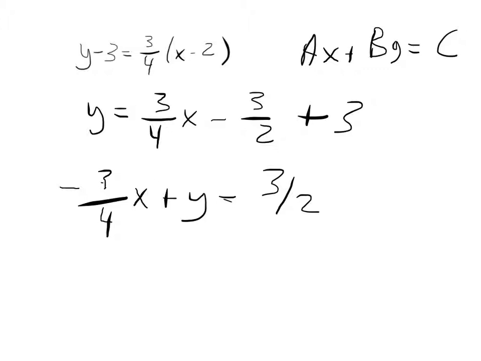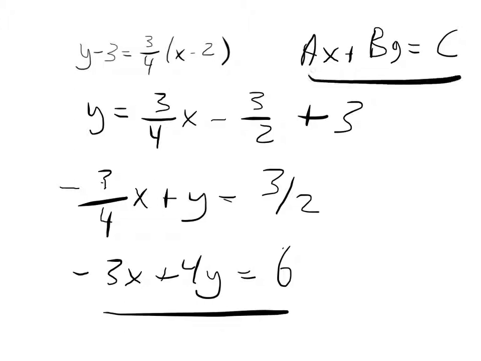Perhaps if I don't like fractions, what I could do is multiply both sides by 4, and I would get negative 3x plus 4y equals, let's see, multiplying both sides by 4, I would get 6. And there again, in each case I'm in what's called general form.